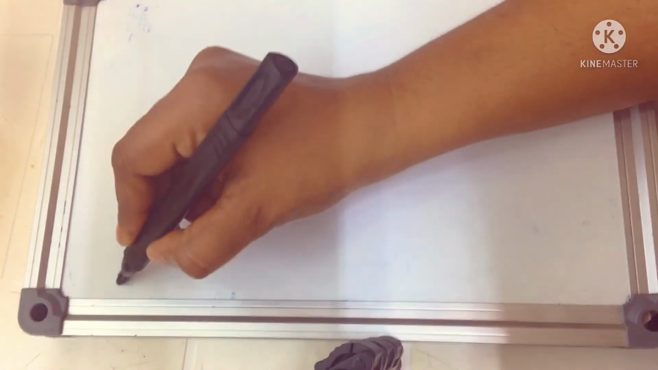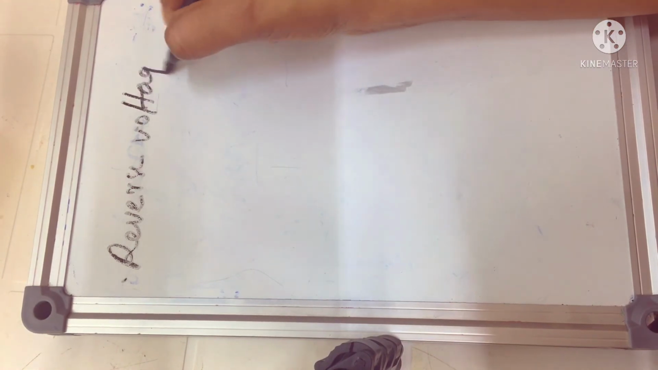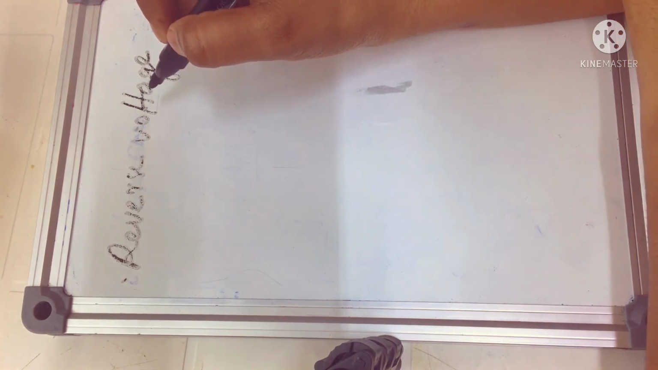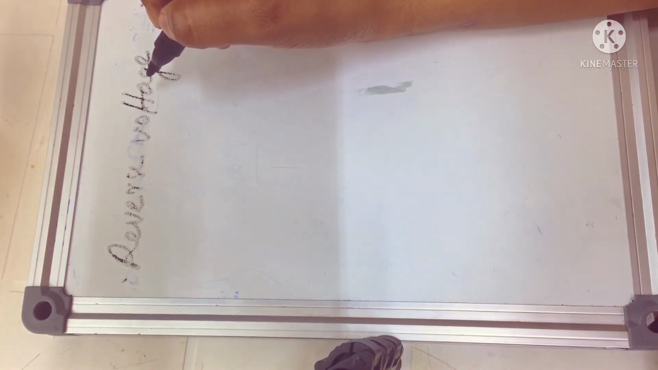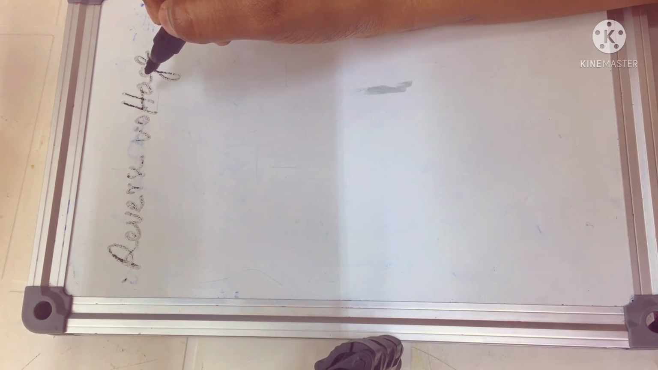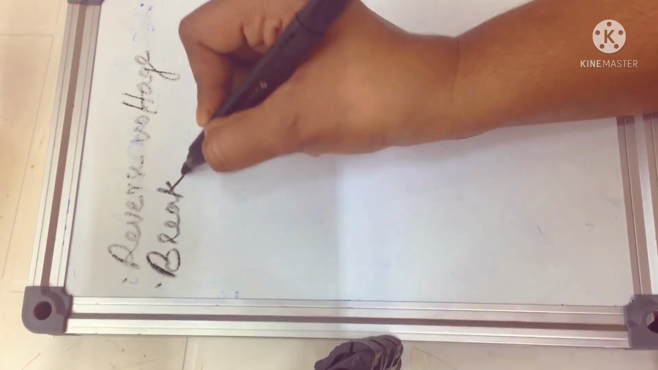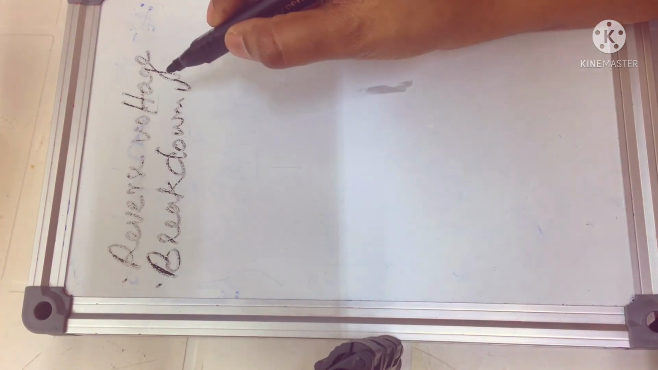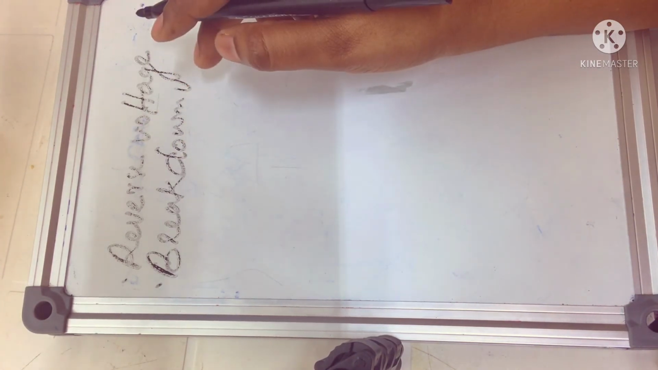What is the reverse voltage? The voltage in which the diode conducts. After this reverse voltage the diode does not conduct. Next, what is breakdown voltage? A particular voltage after which the diode stops conducting when it is in reverse voltage.